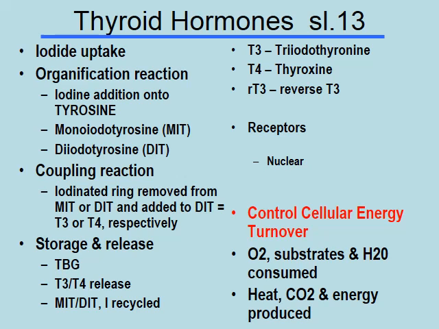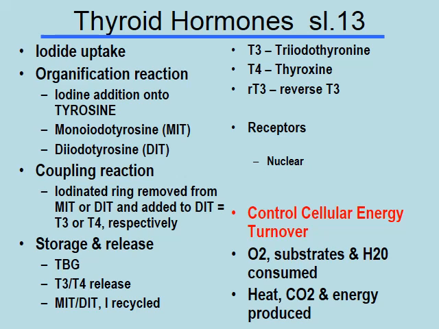These include iodine uptake, the organification reaction where iodine is added to tyrosine to form MITs and DITs, then the coupling reaction where an iodinated ring is removed from MIT or a DIT and added to DIT to give you either T3 or T4. Then we talk about endocytosis, degradation through the lysosome, and release of thyroid hormone that can actively bind thyroxine binding globulin in the blood.